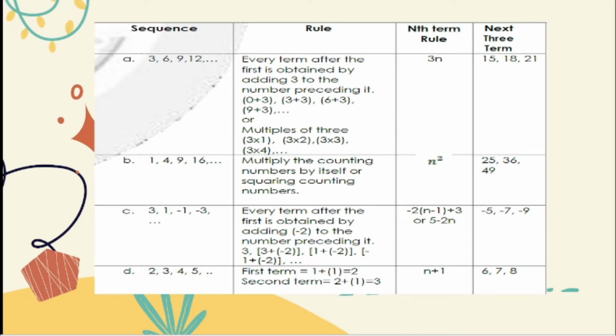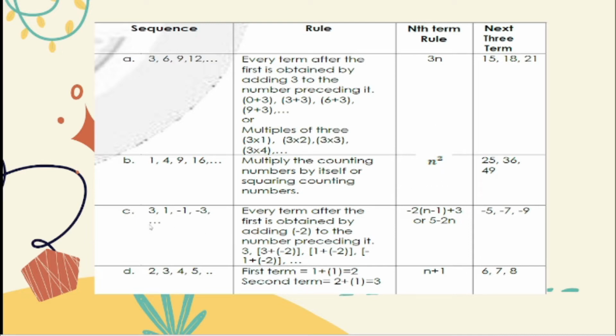For letter B: 1, 4, 9, and 16. Multiply the counting number by itself, or squaring a counting number. So, 1 times 1, 2 times 2, 3 times 3, 4 times 4, and to get the next 3 terms, 5 times 5, 6 times 6, and 7 times 7. Our end term rule is n squared.